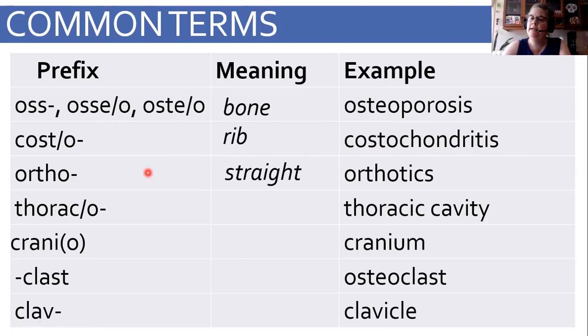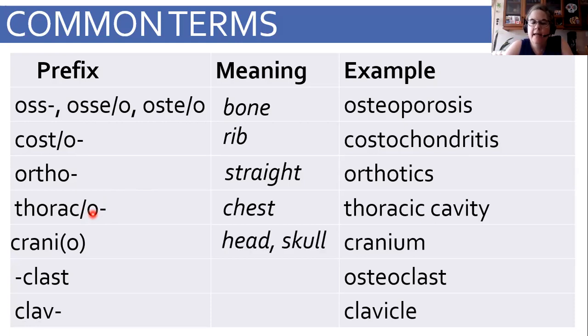Ortho means to straighten. So we have orthotics, so that's to help our feet to be properly aligned. We have orthodontics, that's our braces for our teeth to be properly aligned. Thorax or thoraco, that's our chest. So we have our thoracic cavity. So that's kind of from the bottom of our neck, and that goes down to our abdomen. Okay. So where our diaphragm is, that's our thoracic cavity. So we're looking at our chest area.